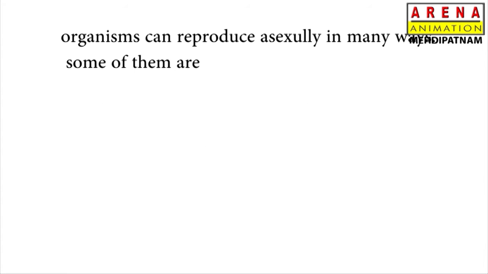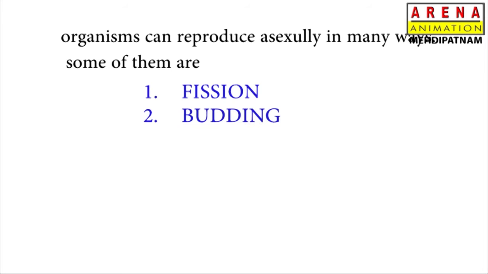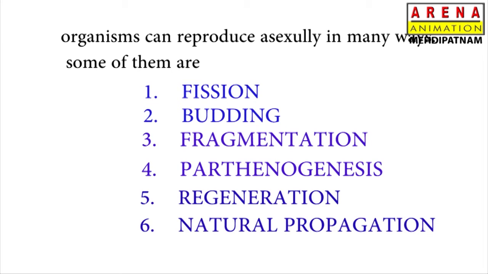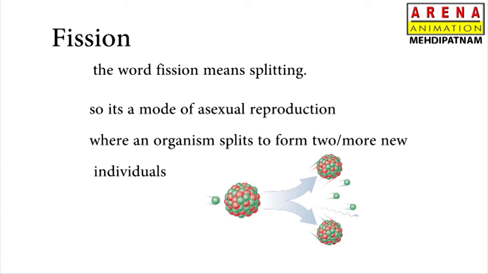Organisms can reproduce asexually in many ways. Some of them are fission, budding, fragmentation, parthenogenesis, regeneration, and natural propagation. Fission. The word fission means splitting. So it is a mode of asexual reproduction where an organism splits to form two or more new individuals. So the parental organism splits into two organisms.